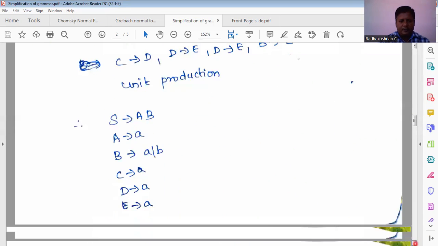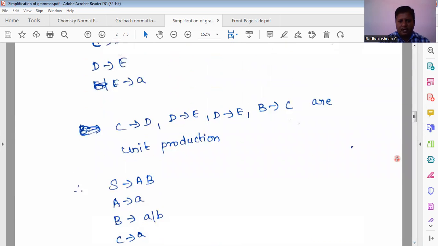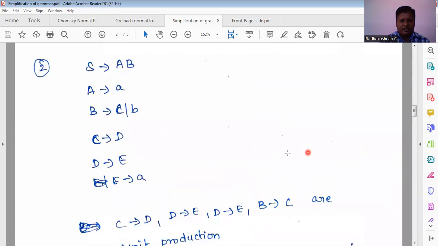Out of these three, how will it be solved? For D gives E, the corresponding equivalent value E gives A will be replaced, so instead of D gives E, we write D gives A. Now consider the next rule, C gives D: D has the value A, which is replaced in the D position, so C gives A. And B gives C: in the C position the equivalent value is A, so B gives A or b.